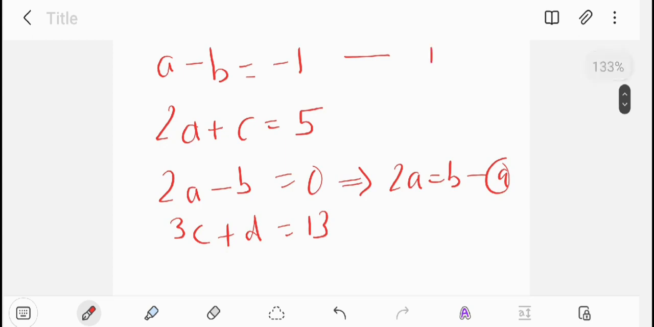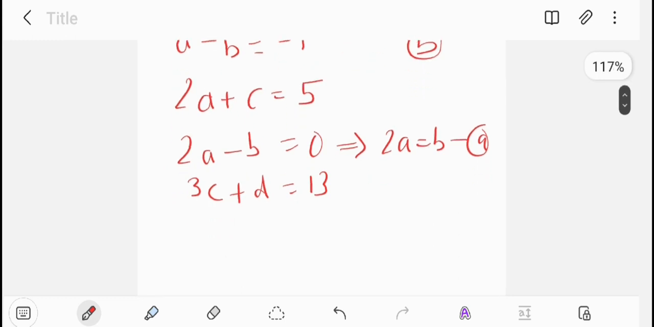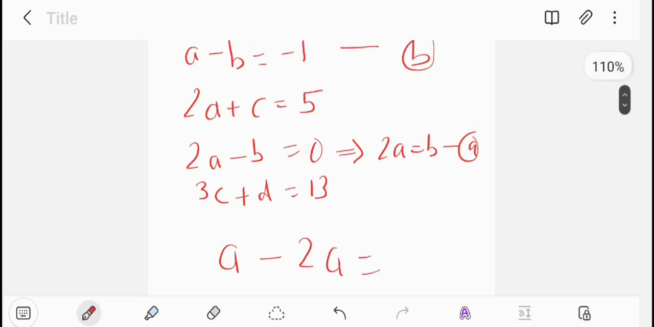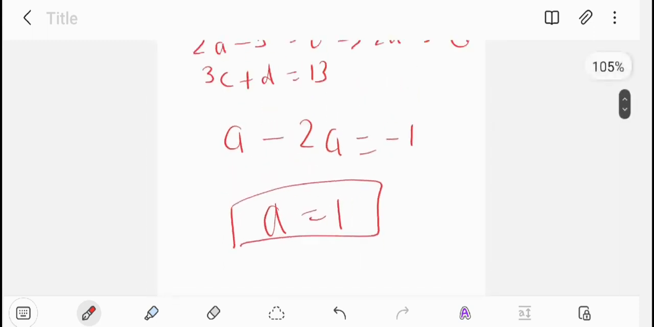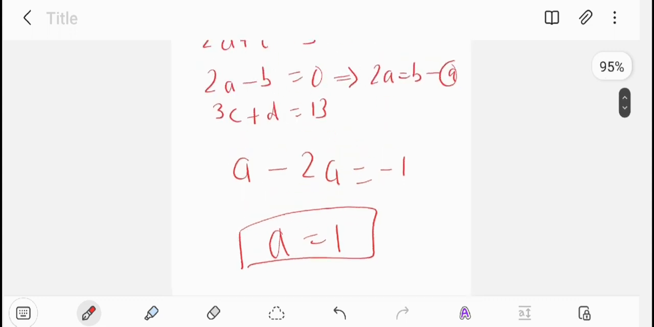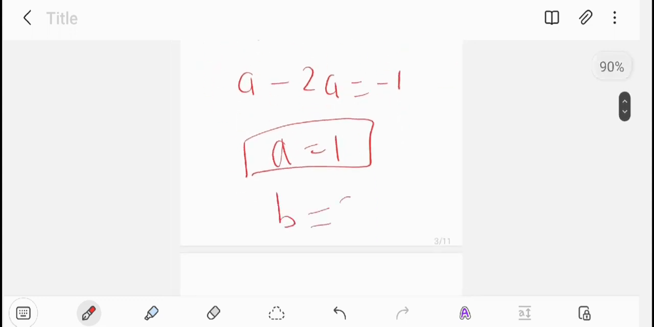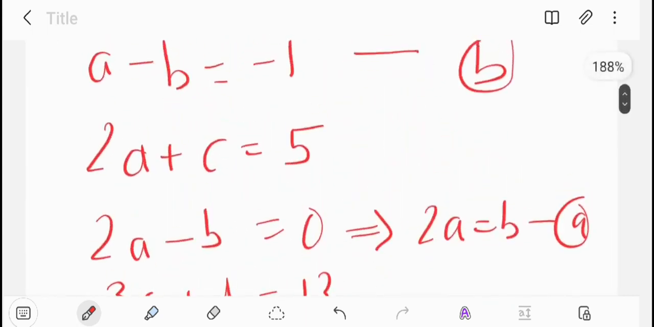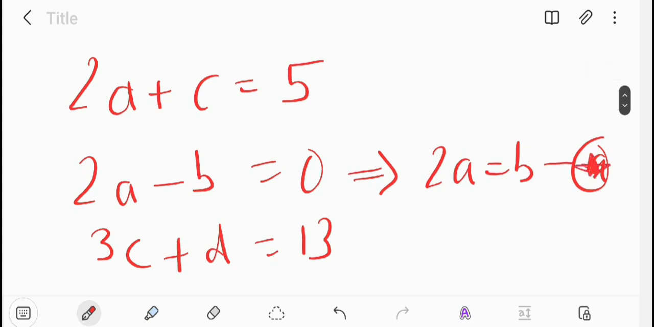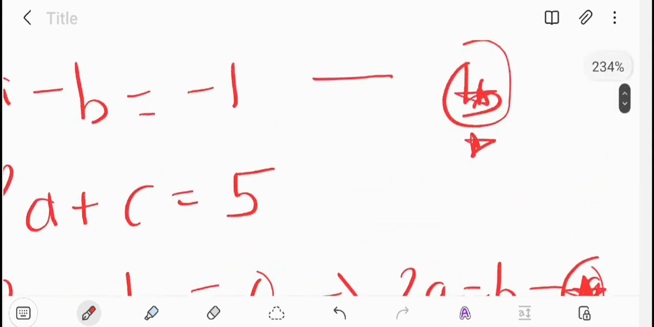I marked it as A. Substituting A in B, what will I get? a minus 2a is equal to minus 1. Agree? I have put the value of b as 2a in equation B. So this gives me a is equal to 1. Now substituting the value of a in equation A, I get b is equal to 2. Agree? If it might be confusing to you, you can mark it as star also, and this as double star. It is totally your choice.